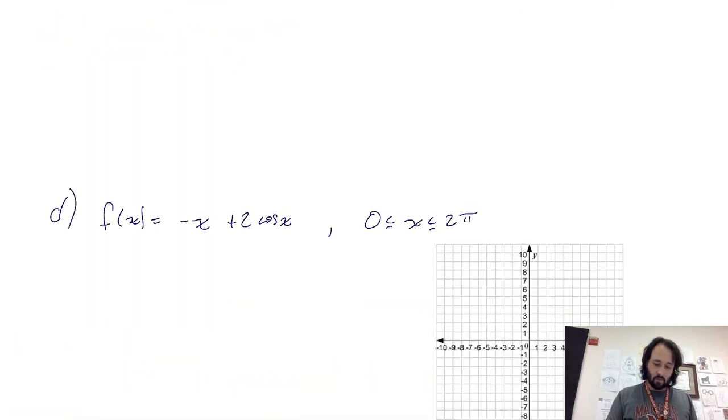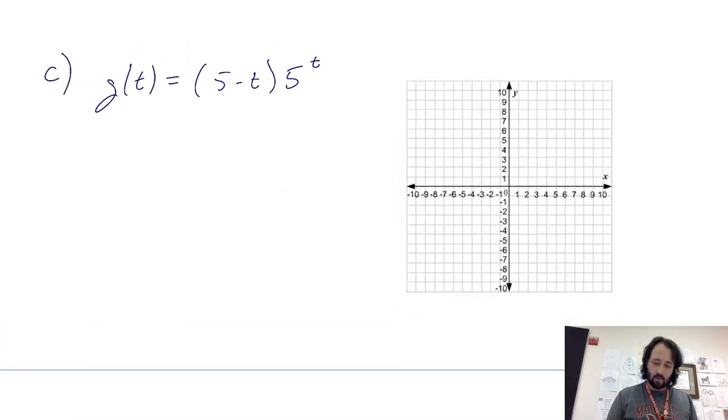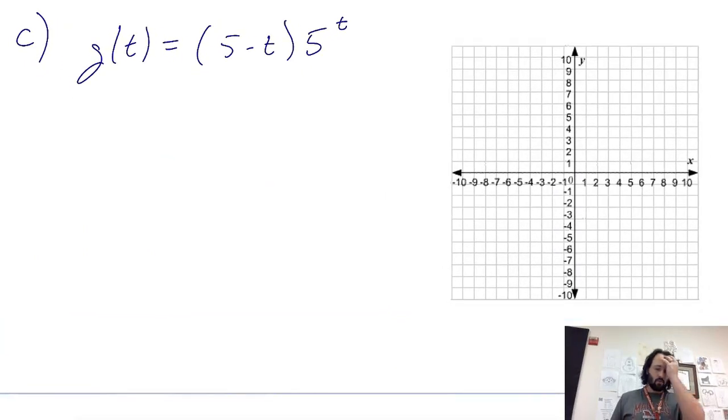so I believe I only have two more for you guys. So let's see what we can do. So let's see, 5 to the t has a horizontal asymptote of 0, and 5 minus t does not have a horizontal asymptote. Yeah, as they go to infinity, well, let's find my zeros.